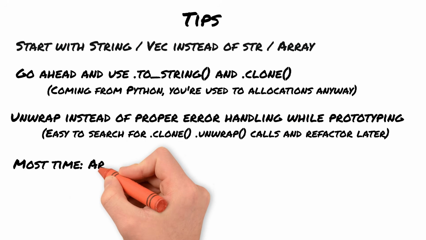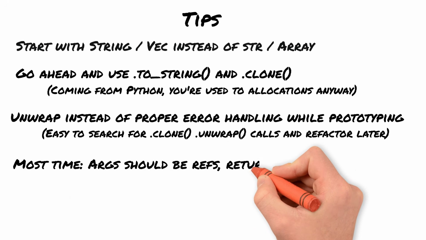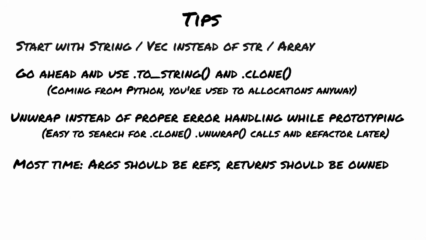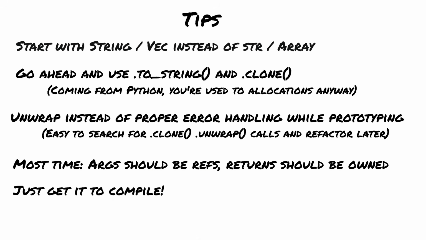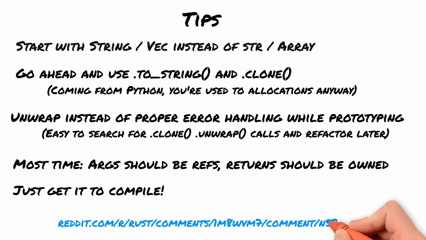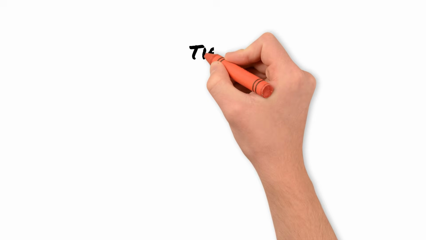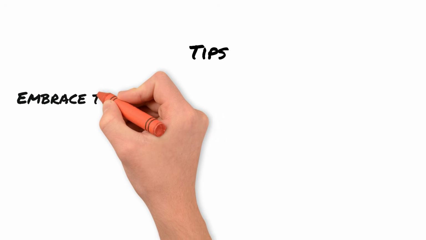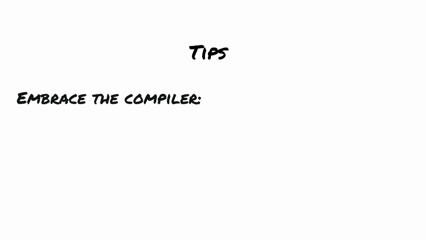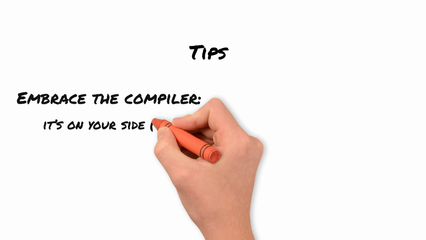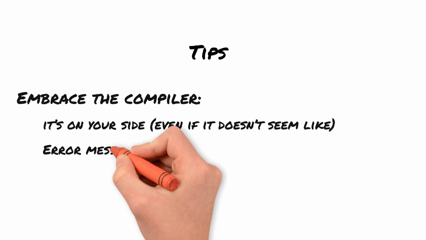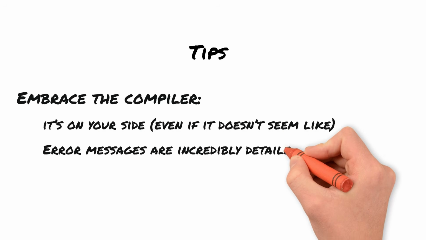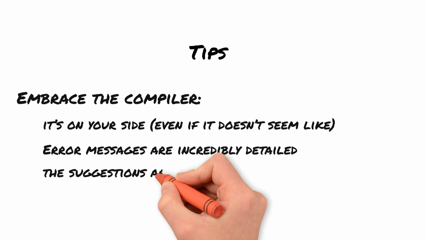Lastly, most of the time, arguments should be references and return values should be owned. But to sum it up, just get it compiling first. Speaking of compiling, embrace the compiler. It's on your side, even if it doesn't seem like it at times. And the error messages are incredibly detailed. Plus, the suggestions are usually right.